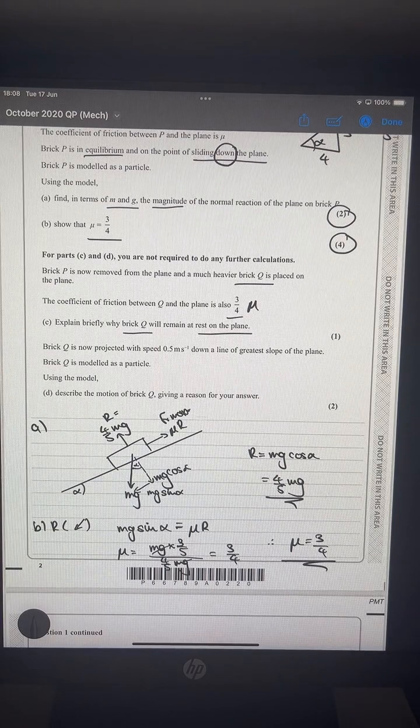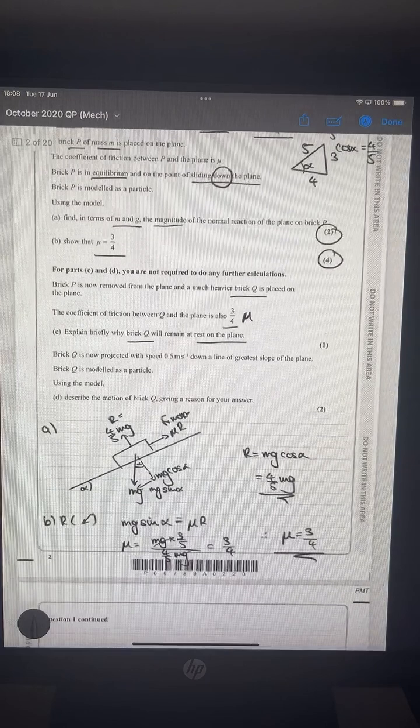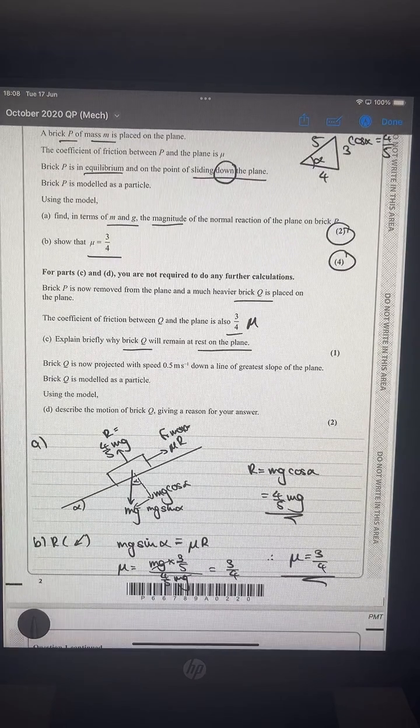And it's one of those annoying one markers. So does anyone want to have a go in the chat and let me know why they think brick Q will also remain at rest? Or let me know if you don't know as well.